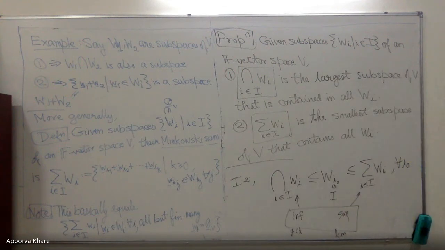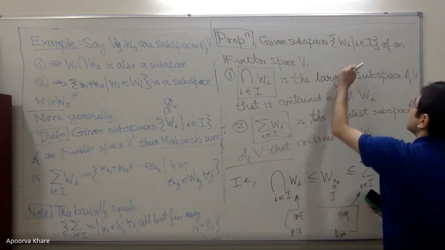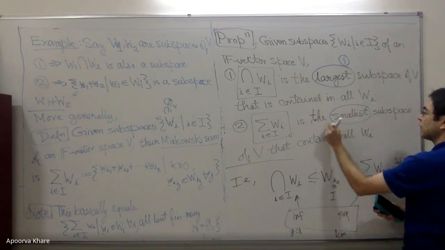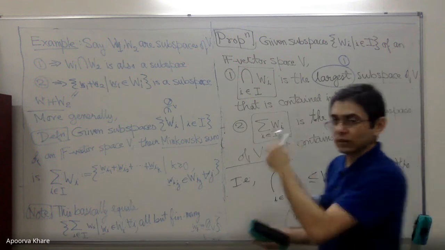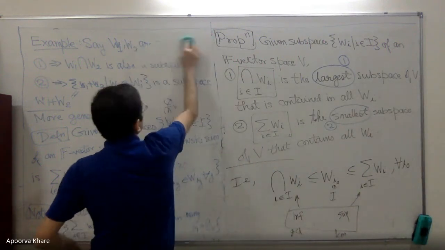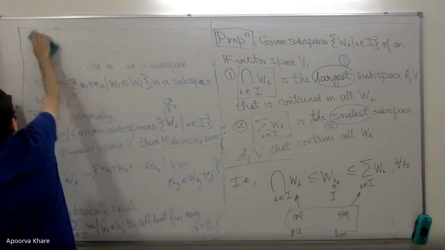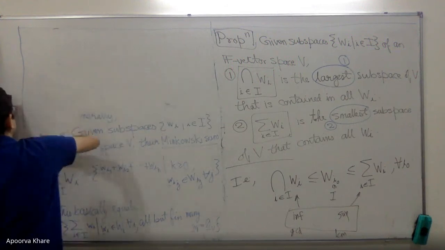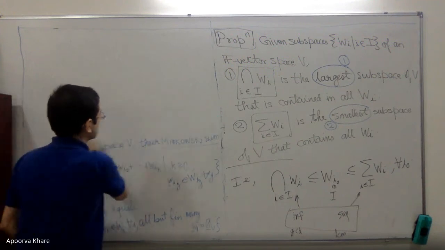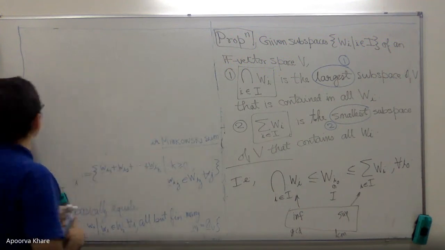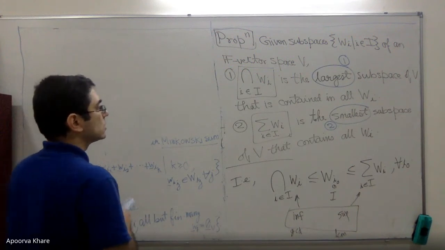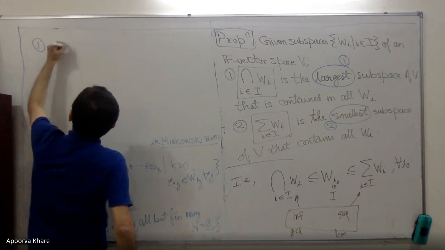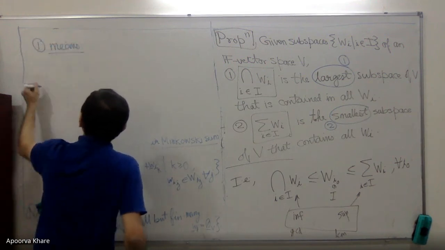Where is the blue pen? Let's call this 1 and let's call this 2. And let me elaborate on what the 1 and the 2 mean. What does it mean to be the largest subspace contained? I said it just now, but I'll write it out. So 1 means, and 2 means.